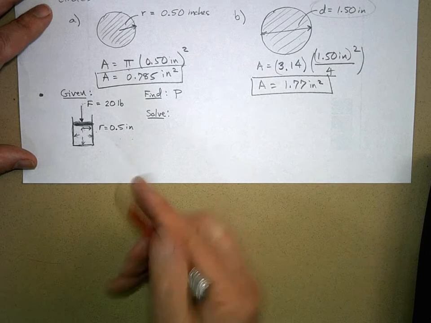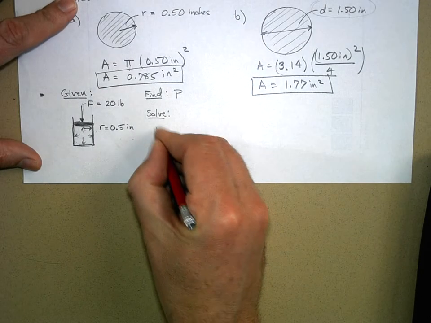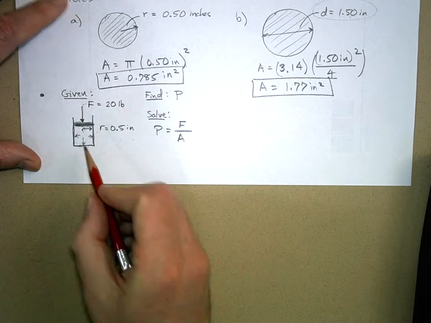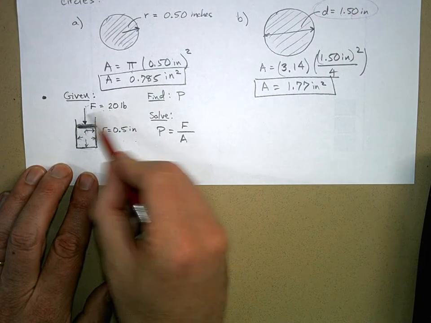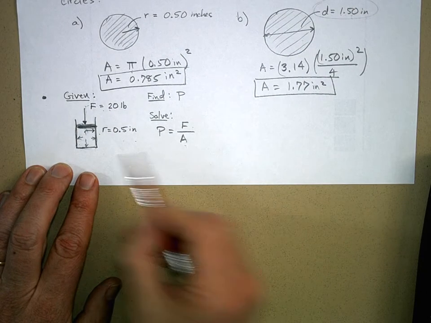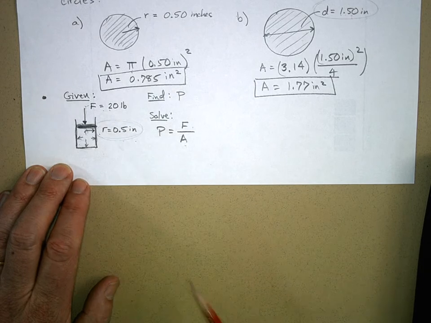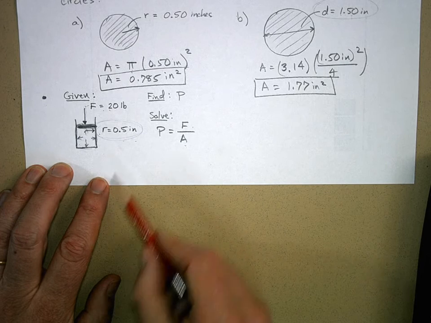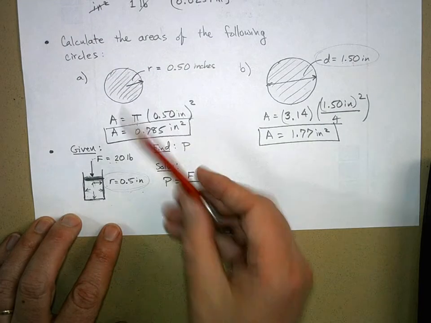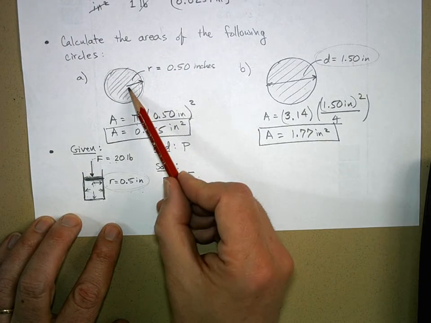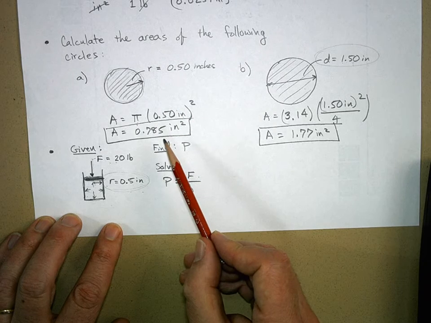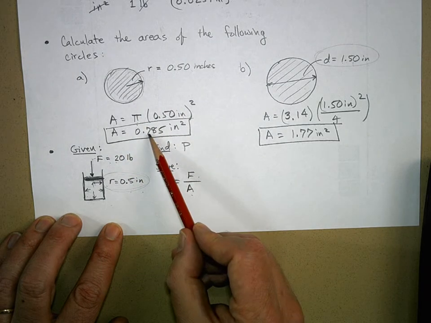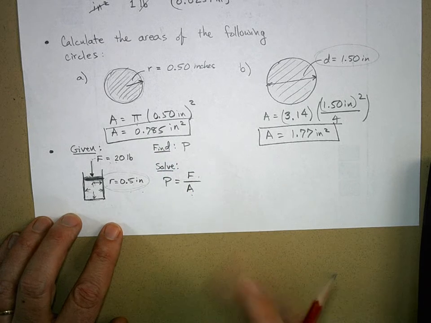Okay, let's figure out what the pressure is. Pressure is equal to the force divided by the area. Now I know what the force is, that's given to be 20 pounds, but I don't know what the area is. But I was given the radius, and the radius is 0.5 inches. Hey, I already solved this problem. Look up here. If the radius is 0.5 inches, well then the area of that piston is 0.785 square inches. So I'll just use that.